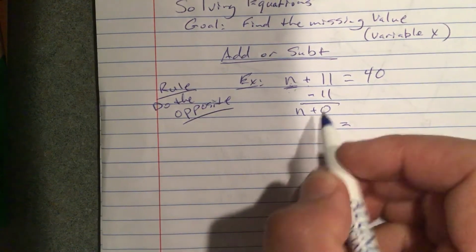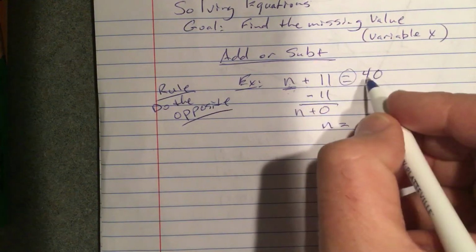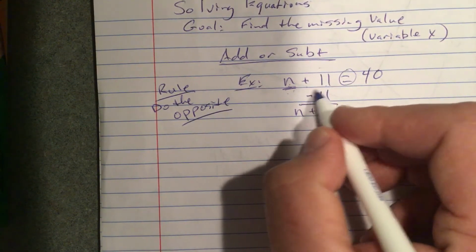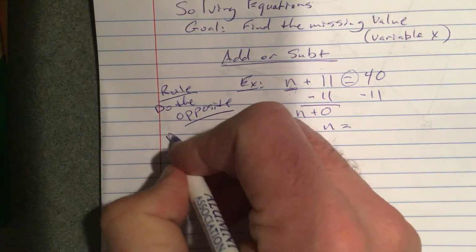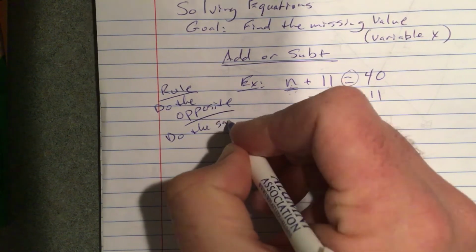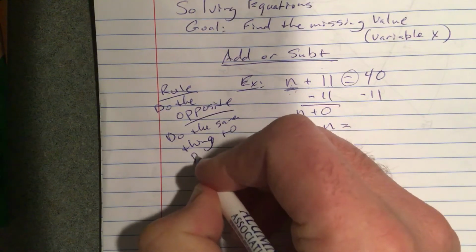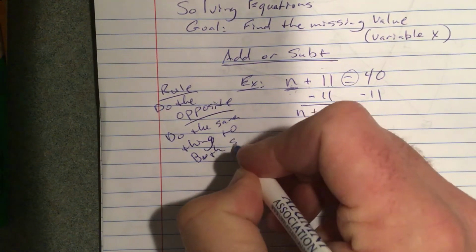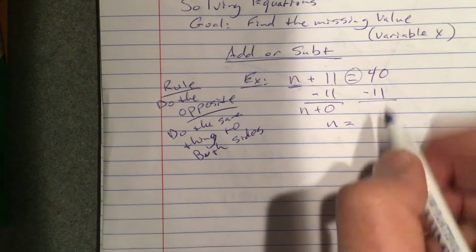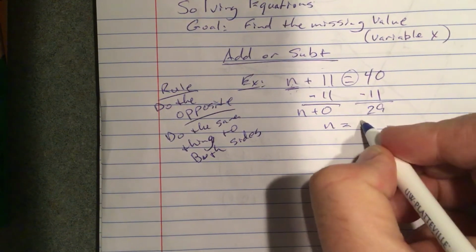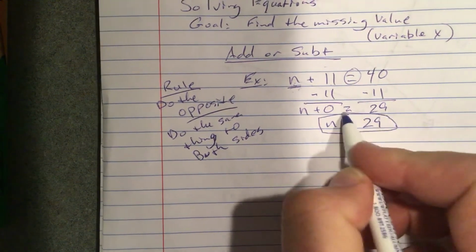Okay, now because this equal sign here means it balances, right? Same on both sides. So if we're going to change one side, we have to change the other side the same way. Okay, do the opposite. Do the same thing to both sides. Okay, so if I take 11 away, say 40 minus 11, 29. So hey, n has to equal 29. So there's my solution.